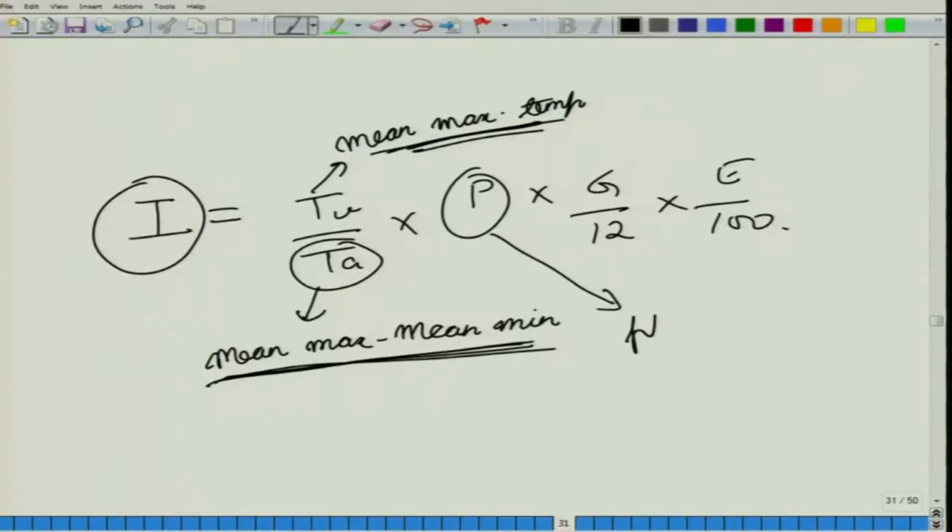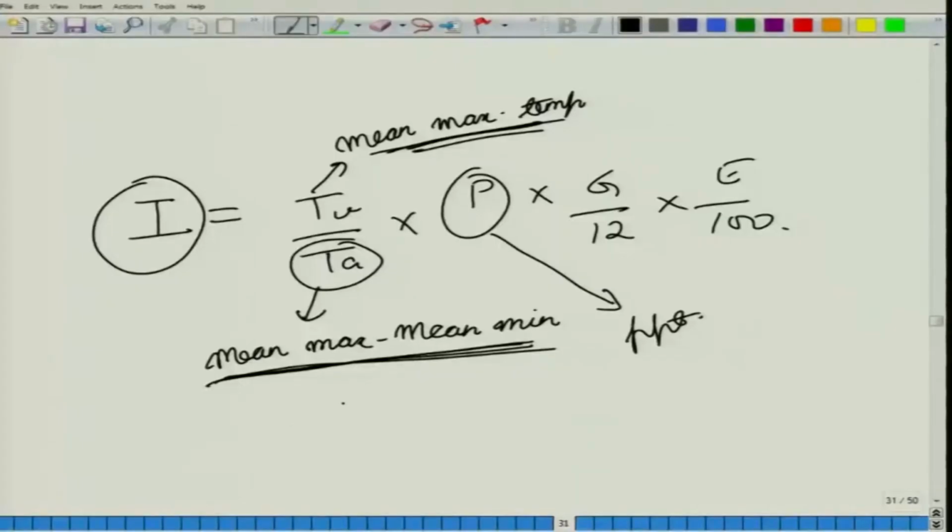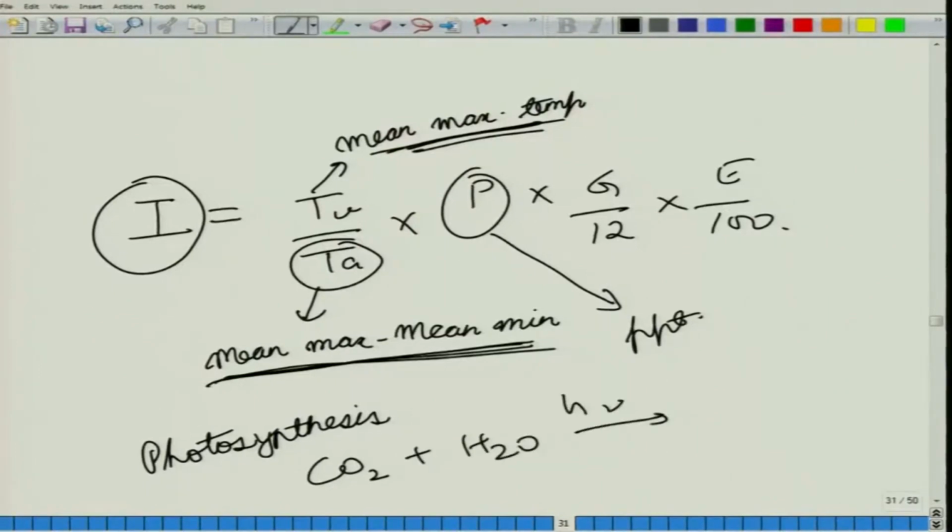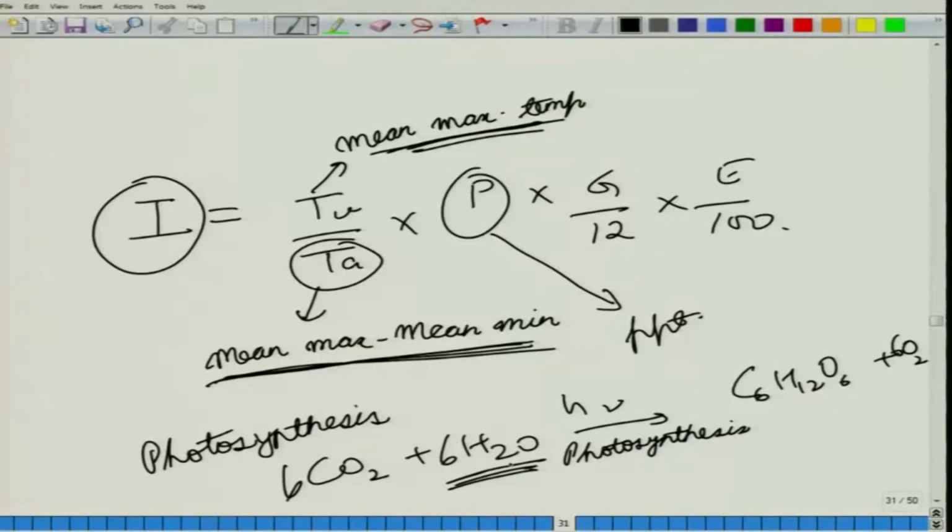Now, P is the amount of precipitation that you have. It is the mean annual precipitation in millimeters. If you increase the amount of P, your area is receiving more rain. When it has more rain, it means that your plants are not facing any dearth of water, and water is an ingredient in the reaction of photosynthesis. In which case you have CO2 plus H2O in the presence of h nu, and in the process of photosynthesis it gives you, and when we balance it, this is the equation that we have already seen. So, if your area is getting large amounts of water, the productivity of the site will be greater.